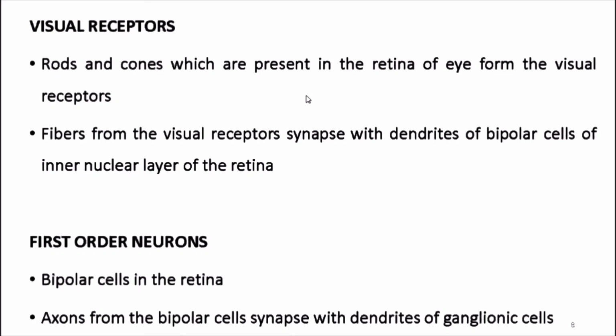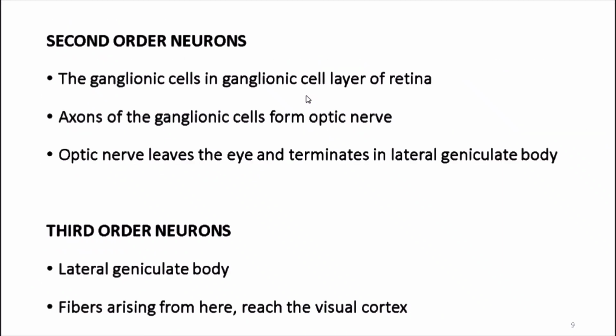See, the visual receptors, rods and cones, which are present in the retina of the eye. Fibers from the visual receptors synapse with the dendrites of bipolar cells of the inner nuclear layer of the retina. The first order neurons are the bipolar cells of the inner nuclear layer of the retina. The axons from the bipolar cells synapse with dendrites of ganglionic cells. The second order neurons are the ganglionic cells in the ganglionic cell layer of the retina. The axons of these ganglionic cells form the optic nerve.